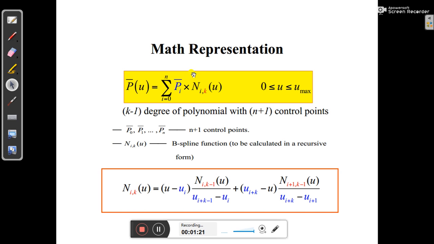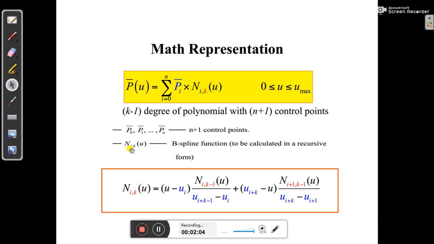Next is the mathematical representation, like the Bezier curve. Here we can also see a mathematical representation: one equation with a k minus 1 degree polynomial with n plus 1 control points. Here you can see i equal to 0 to n, and that is why we can say n plus 1 control points, and every control point will be associated with the value of u. u is the parametric variable. So it starts from p0, p1 to pn, that is n plus 1 control points, and in that way it will go on.